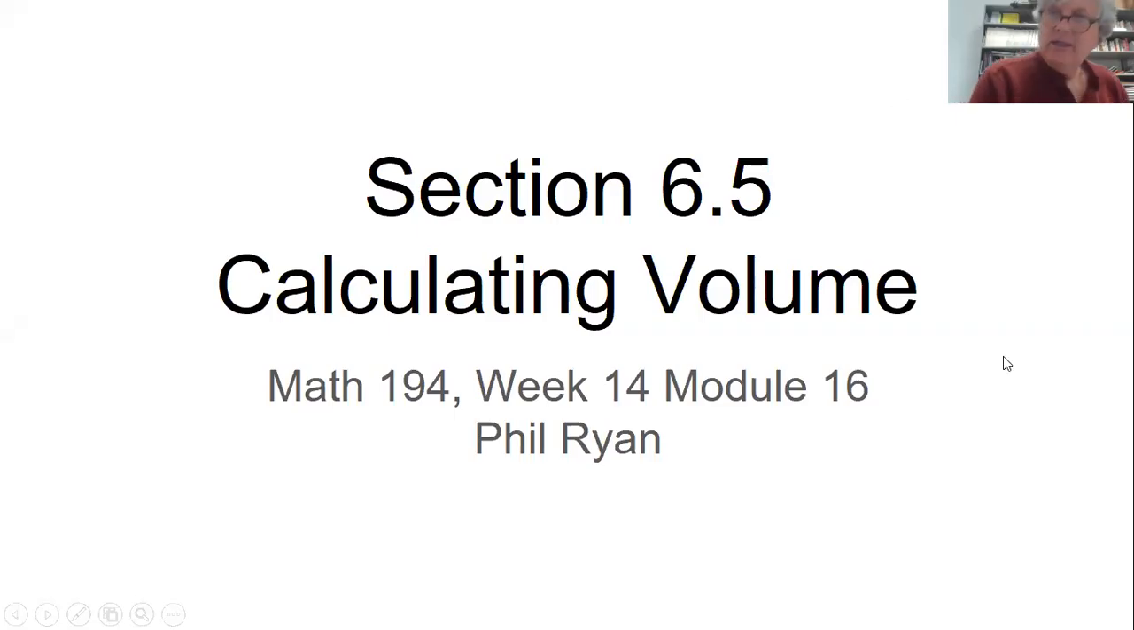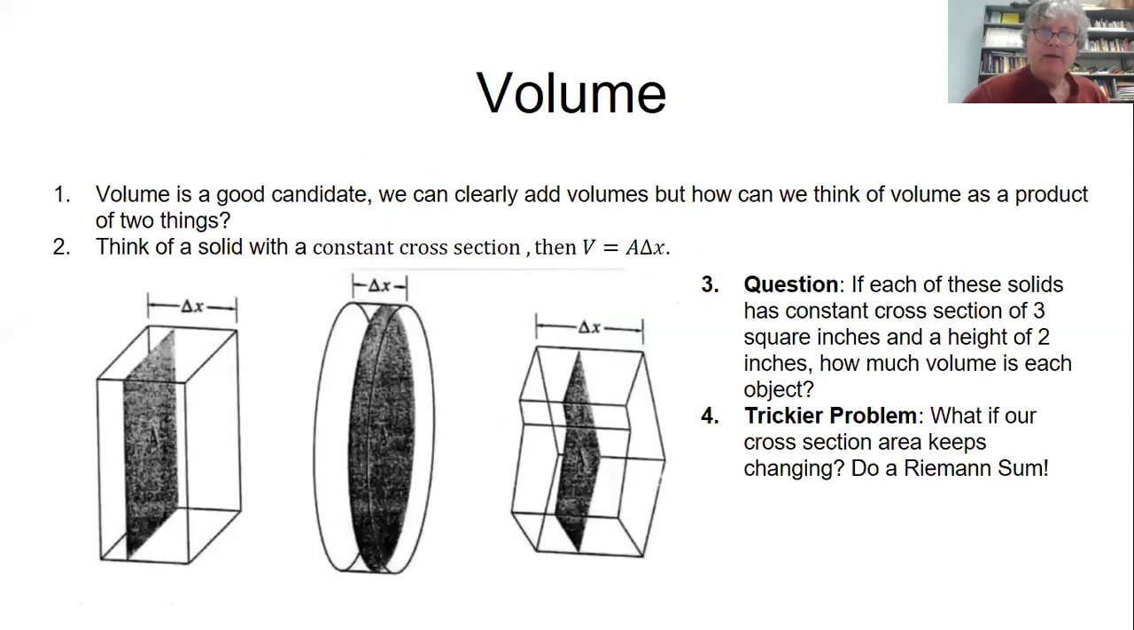Okay, let's start this section, calculating volume. As you would expect, volume is a good candidate to treat as a Riemann sum. We can clearly add volumes. The only trick to doing a Riemann sum is how do we think of it as a product of two things? Because usually we think of volume as three-dimensional.